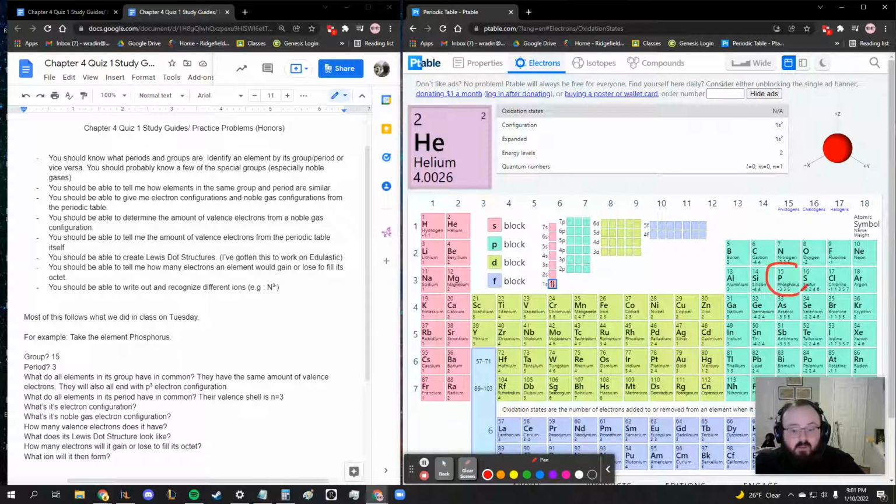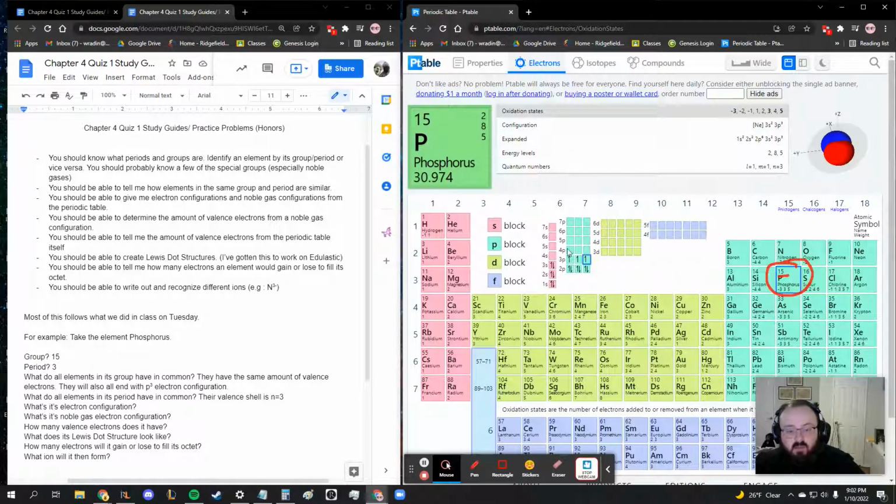So here is phosphorus. Phosphorus has 15 electrons. So we're going to start filling this up, and I can show you this here. It's 1s, 2s, 3s, these are 2p. So you could do it this way.